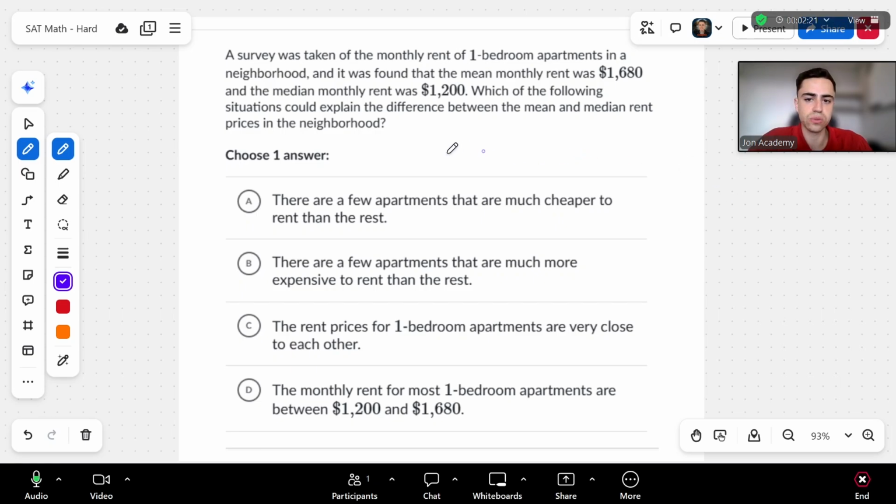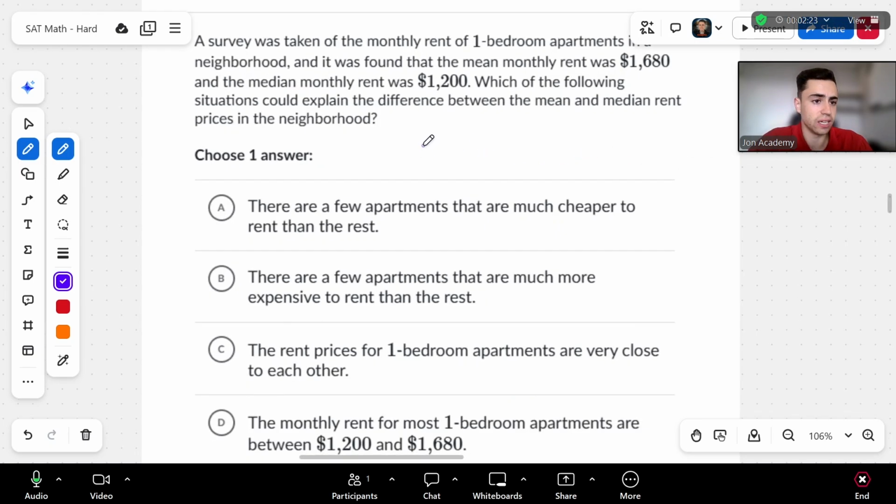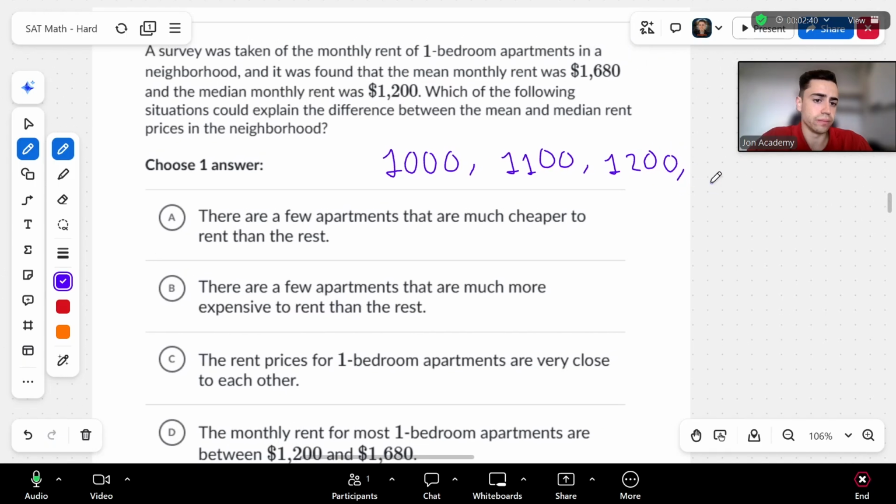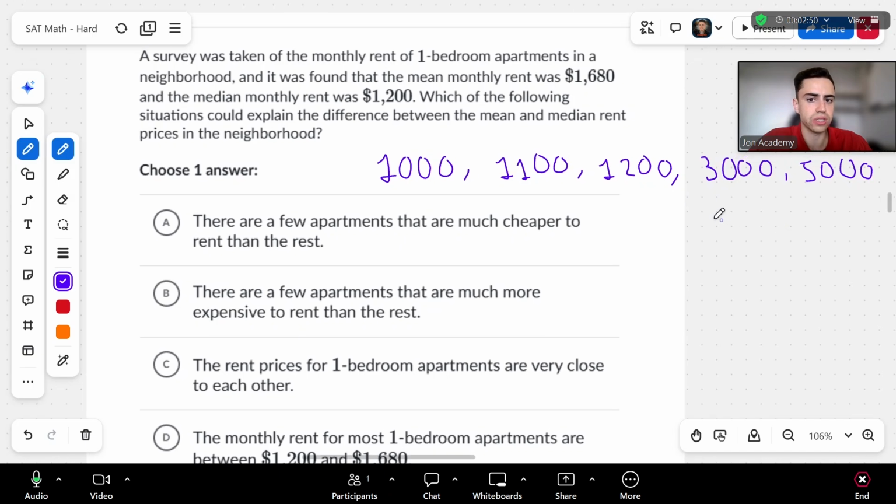So in this case, we can imagine we have a list of numbers, the rent prices. So we could have 1,000, 1,100, 1,200, and then some higher values also. So it could be 3,000 and 5,000. This could be a good example of what we described, just with the exercise.